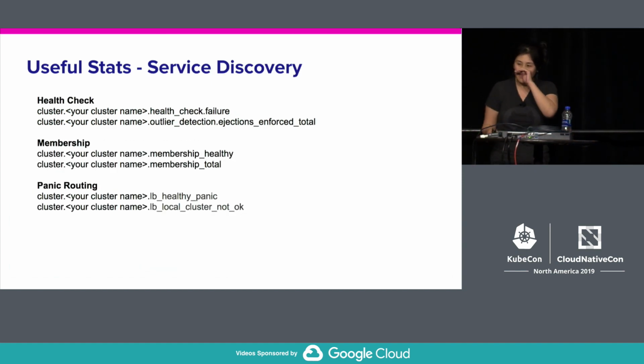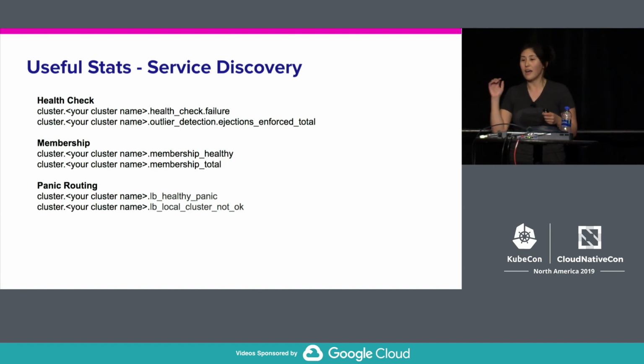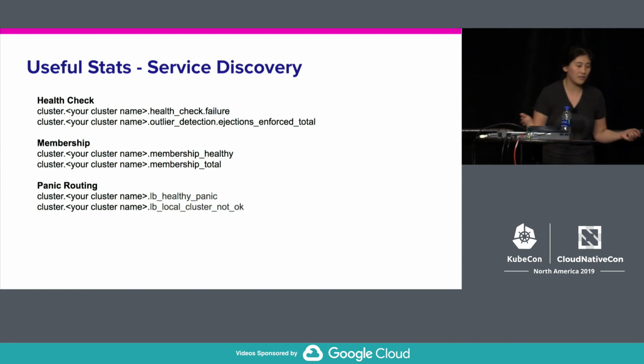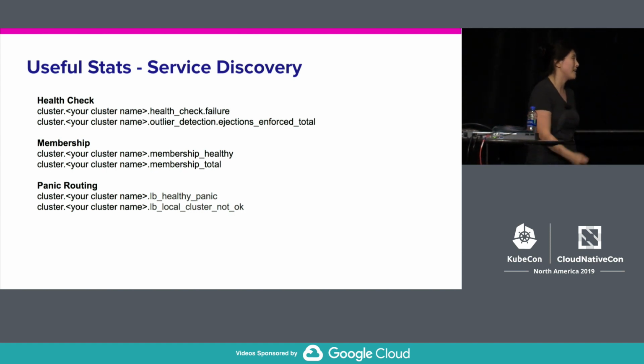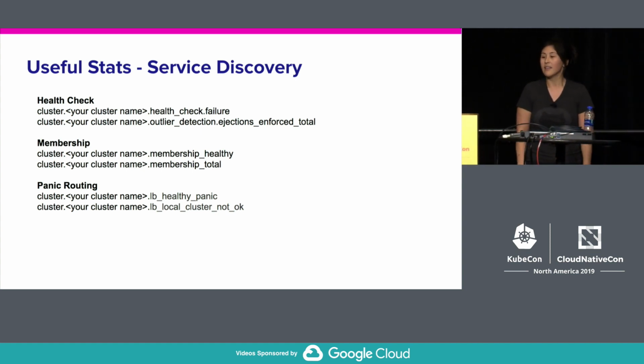The other stats I look at are service discovery. Health checking is a very important aspect of my job. So I look at both health checks. We use active health checking as well as passive health checking, which is outlier detection. I also look at membership stats, so that's how many healthy hosts there are. And ideally, membership total should match membership healthy. And also panic routing. That's Envoy's loud way of saying your mesh is not converging. And so we page on this if this is ever happening.